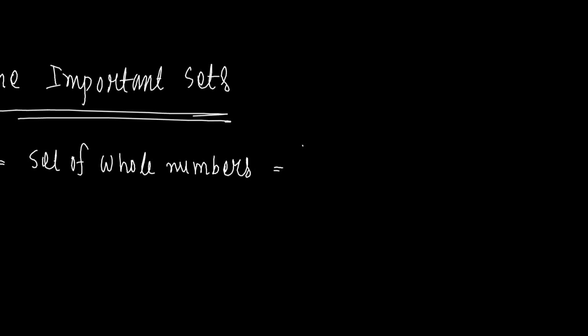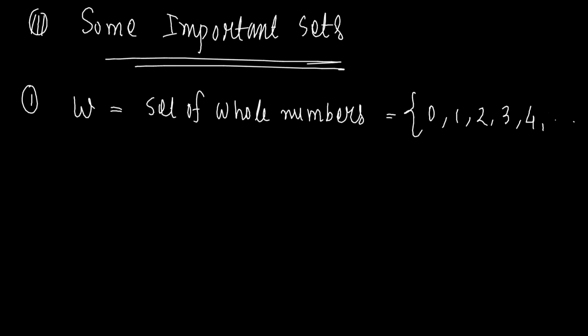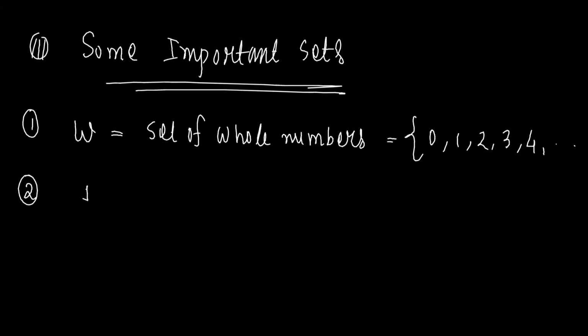So set of whole numbers means, if I write it in roster form, it will start from 0, 1, 2, 3, 4, up to there. Okay. So this capital W is the set of whole numbers. If anywhere in any book capital W is written like this, we will think of it as the set of whole numbers. Next we have capital N. Now what does it represent? It represents the set of natural numbers.